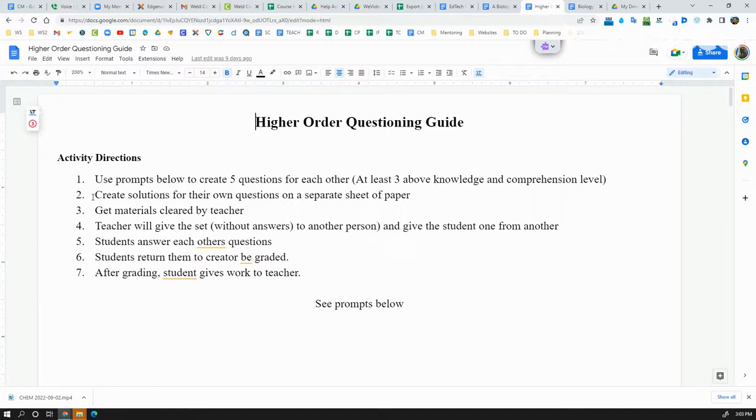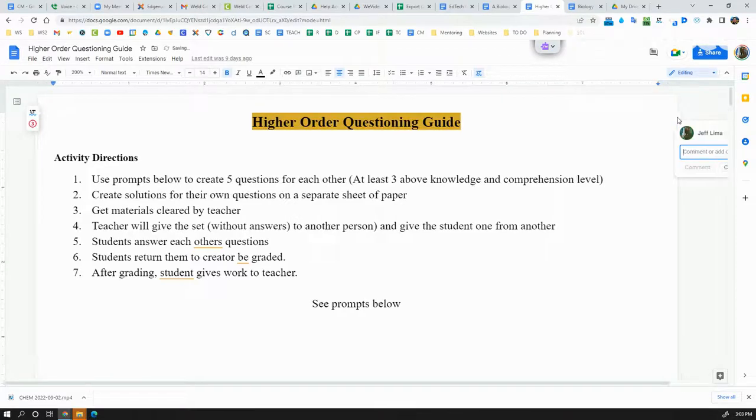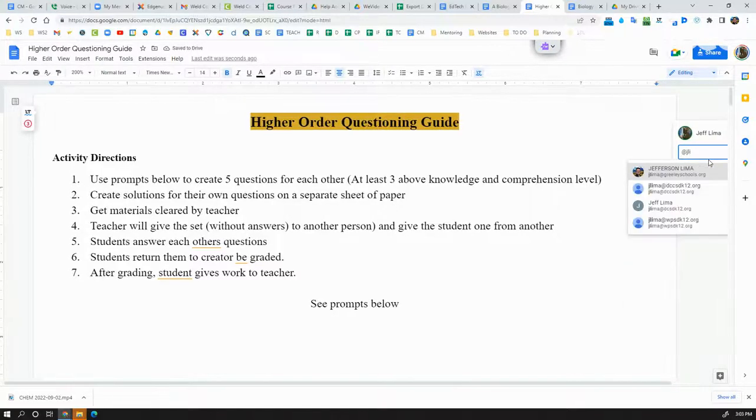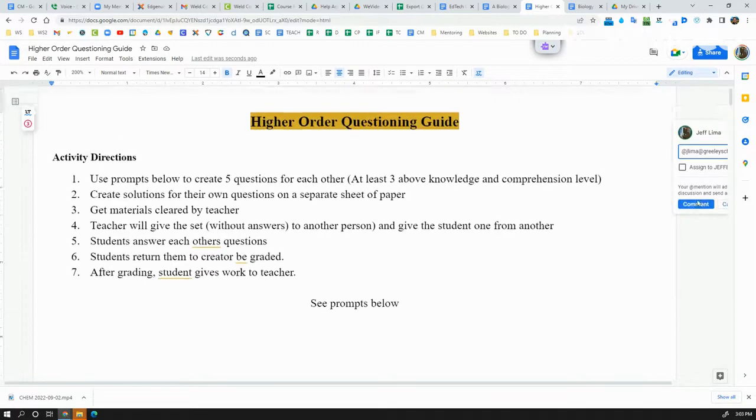Then once the teacher shares the doc with the second student, the second student will answer the questions, and when they're done, they can put a comment like this. You can just highlight and tag a comment with the email of the first student, something like this, right? And when you do this, it will send a message to the student: I'm done, please grade it.